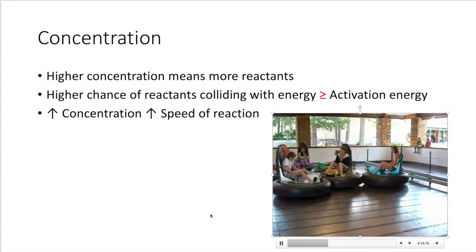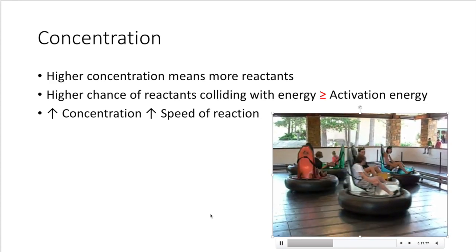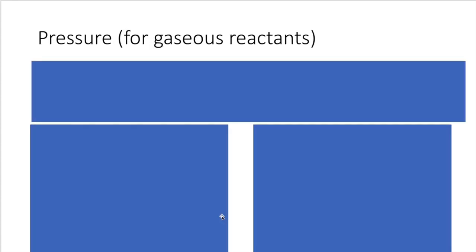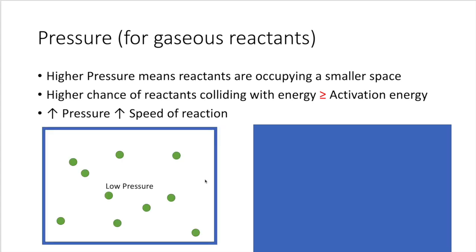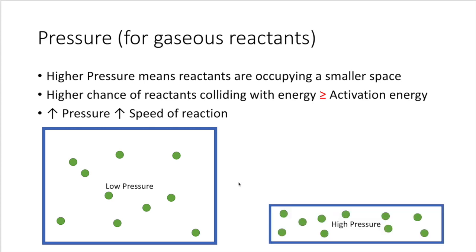Next is pressure. When you hear the word pressure, it will only concern gaseous reactants most of the time. At higher pressure, you're pressing gas reactants to hang around with each other in a smaller space. So the chance of them bumping into each other as an effective collision will be higher. So increasing pressure will increase the rate of reaction for gaseous reactants.